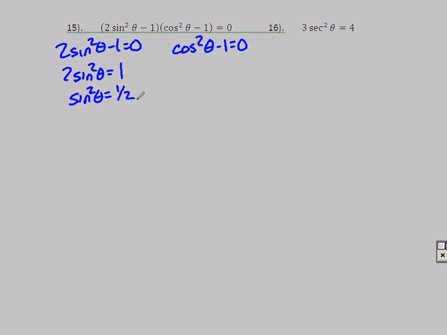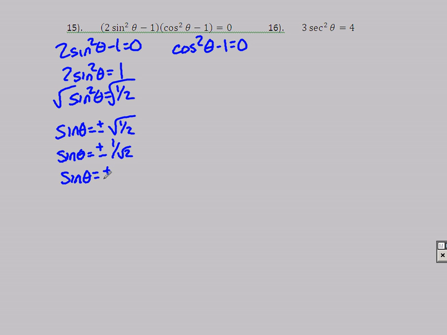I need to now take the square root of this function. So if I take the square root of both sides, I'll have sine theta on the left, and on the right, I will have plus or minus the square root of 1/2. Since I bring in that square root on my own, I need to say plus or minus. So I'm going to do the square root of both the top and the bottom. Well, the square root of 1 is just 1. The square root of 2 is the square root of 2. So that's the same thing as saying sine theta equals plus or minus root 2 over 2.